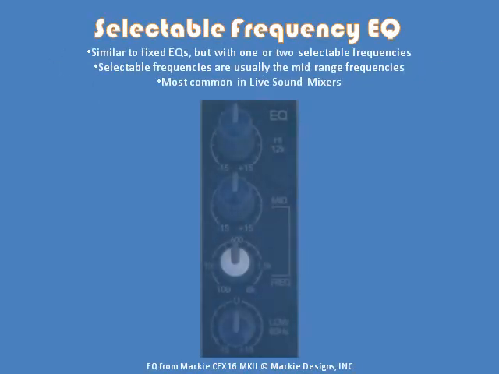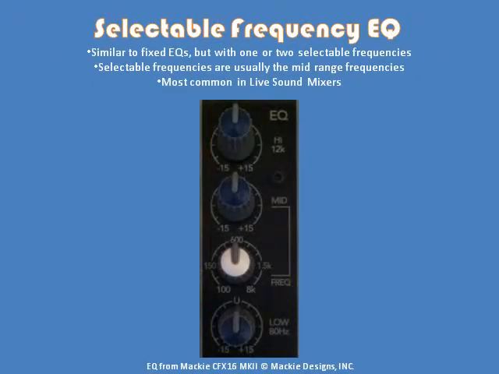Selectable frequency EQs are just about the same as fixed frequency EQs, except you get 1 or 2 selectable frequencies. This illustration denotes the selectable frequencies on the white knob, and the blue knob is the boost and cut for the selected frequency. These are most common in live sound mixers.